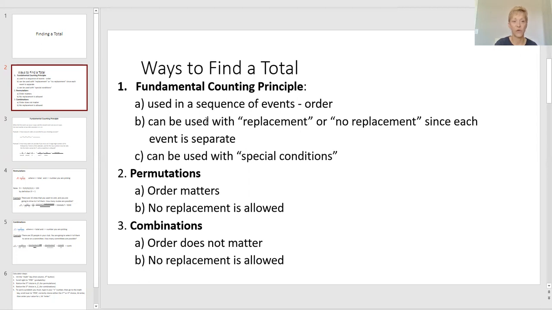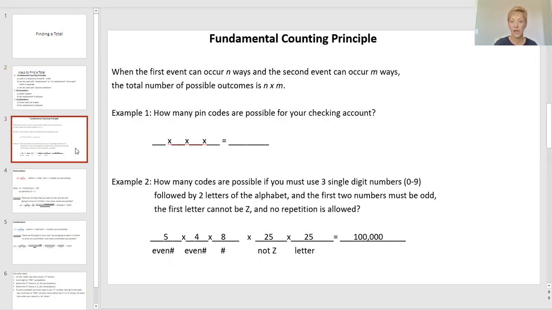So let's talk our way through each one, but make sure this is beside you before you go to this next slide. Okay, assuming you followed my instructions and you've got it beside you, the first way we're going to talk about is something called the fundamental counting principle.